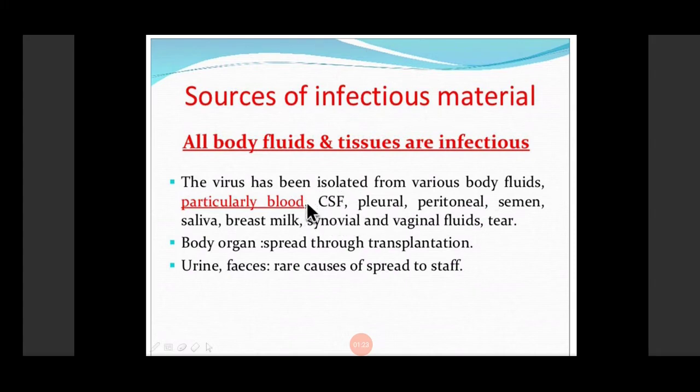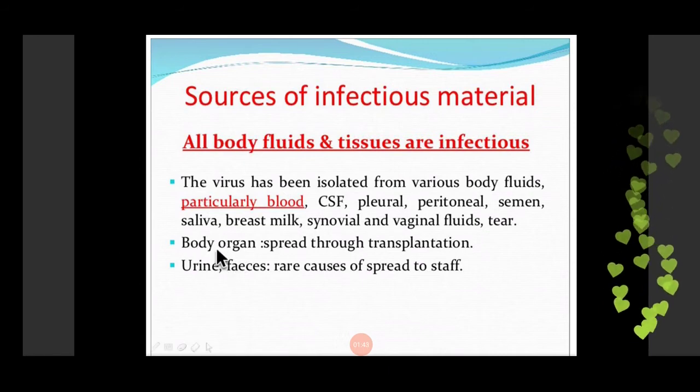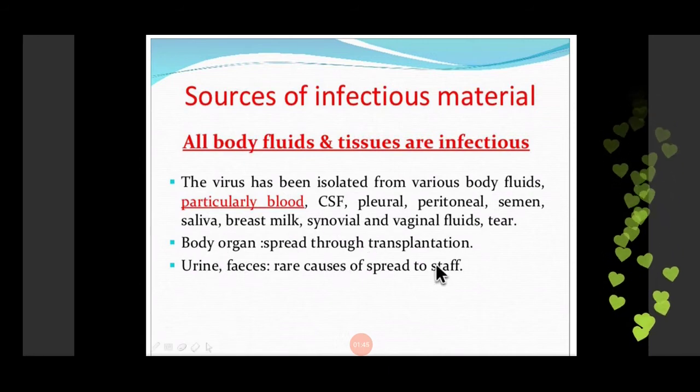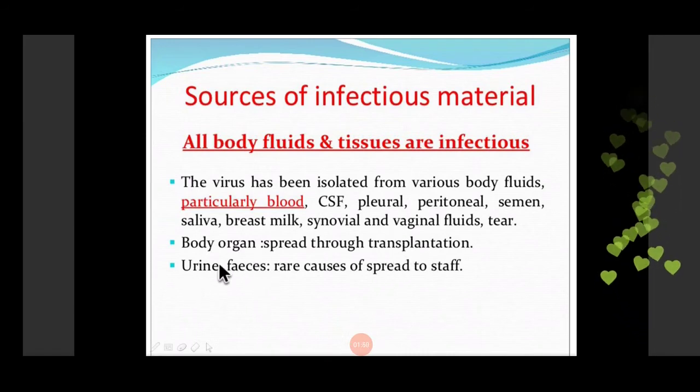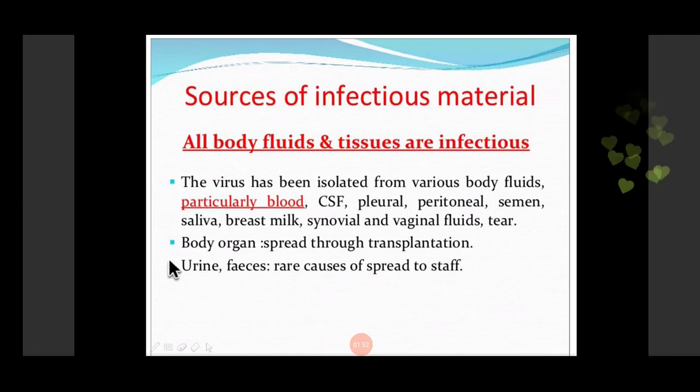Then it can also be transmitted from the infected CSF or the cerebrospinal fluid, pleural fluid, peritoneal fluids, even semen, saliva, and breast milk, synovial fluid, vaginal fluid. Sometimes, if organ transplantation has been done without screening for HIV, then it can also transmit via tissue. So, organ transplantation can also transmit the HIV infection, and very rarely it can also transmit from the body fluids like urine and feces also.